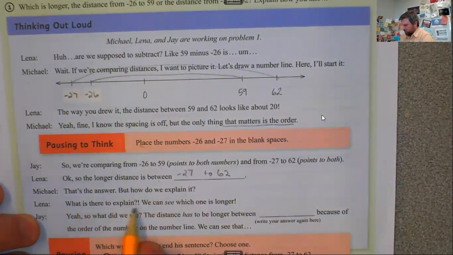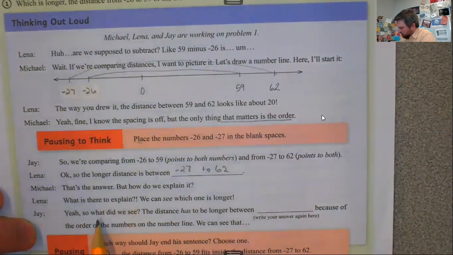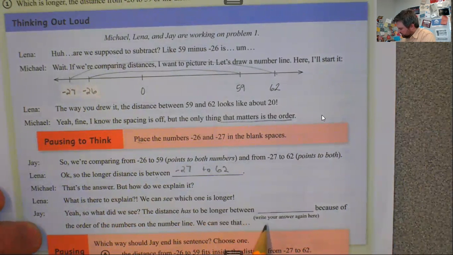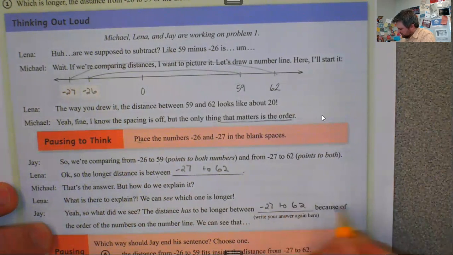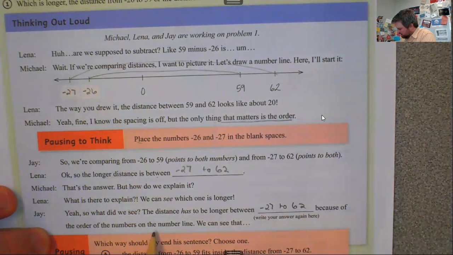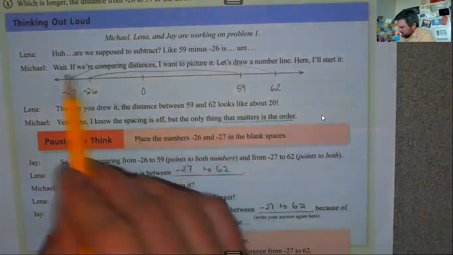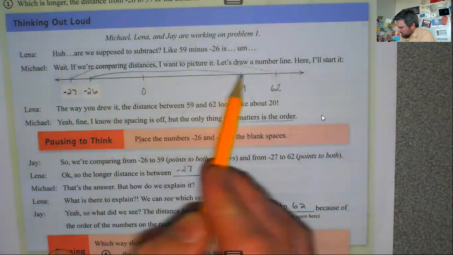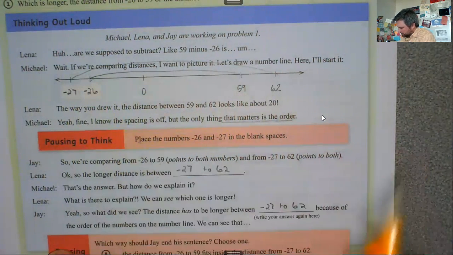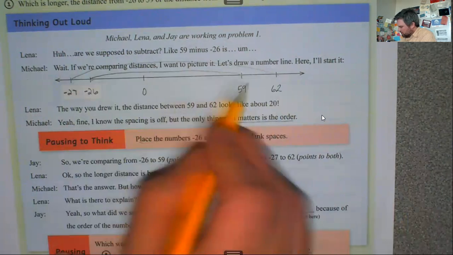What is there to explain? We can see which one is longer. Yeah, so what did we see? The distance has to be longer between -27 to 62 because of the order of the numbers on the number line, we can see that. Okay, so what they're saying is I can see on this number line that -26 to 59 is shorter. Okay, it's a smaller span than -27 to 62. This could be your work right here. Drawing this number line and drawing those arcs, that could be your work there.